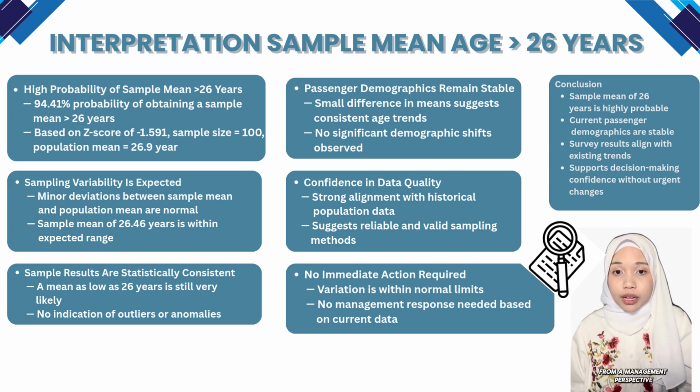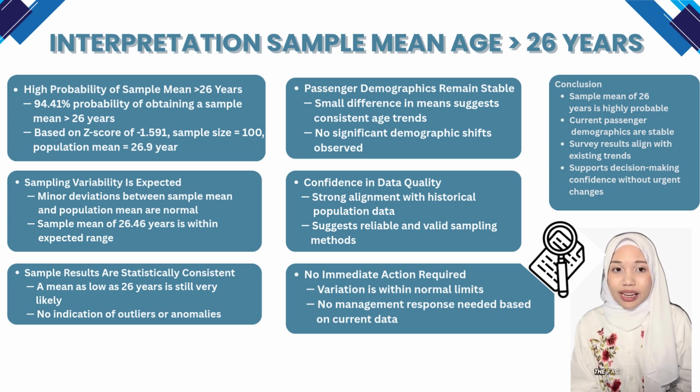From a management perspective, this implies several key points. Sampling variability is expected. Minor deviations in the sample mean compared to the population mean are normal. The sample mean of 26.46 years falls well within the range of likely outcomes. Sample results are statistically consistent. The fact that a sample mean as low as 26 still has a 94.41% probability of occurring means that results are not outliers or red flags. They are statistically reasonable given the known distribution of passenger age.